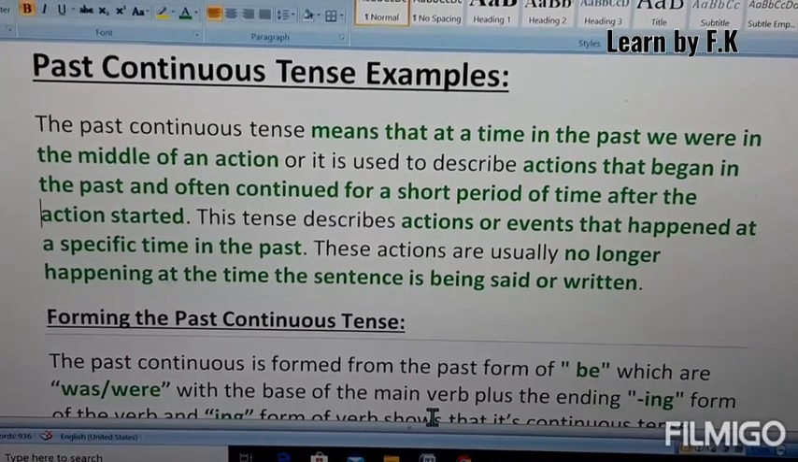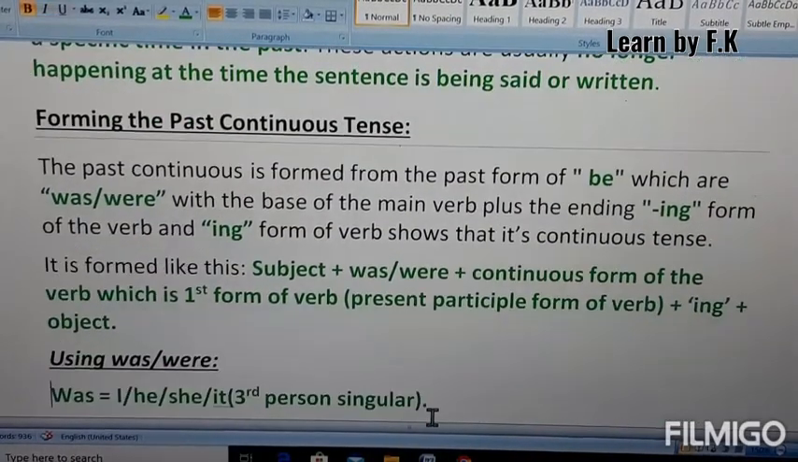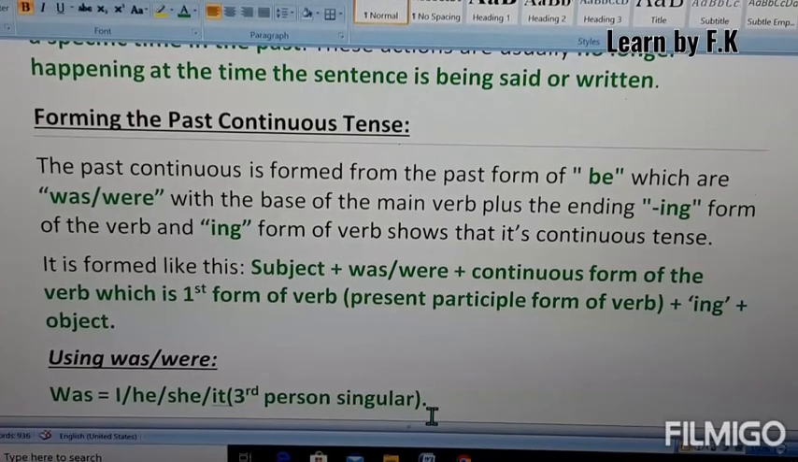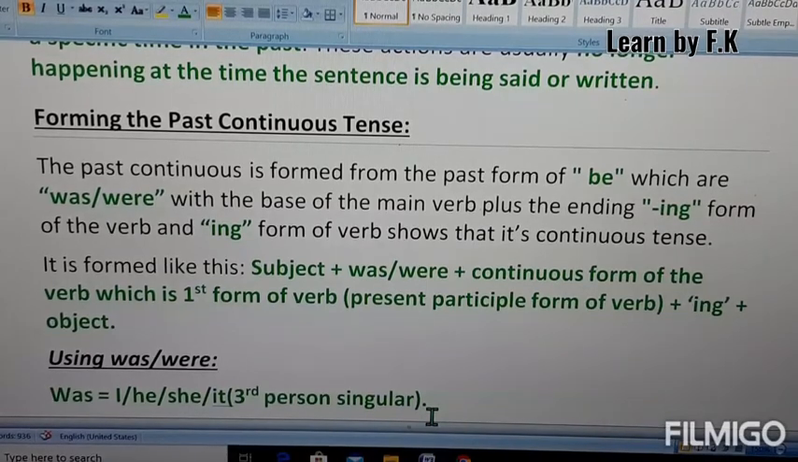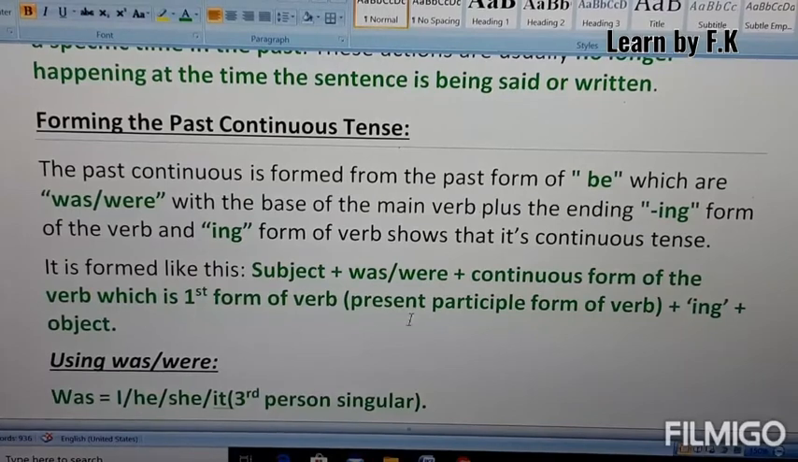Now we move to the next one: how to form the past continuous tense. Past continuous tense is formed from the past form of be. The past forms of be are was and were. Where we use was and were, I will show you. It is used with the base form of the main verb plus the ending ing, which is also called the present participle form, as written here in the structure.